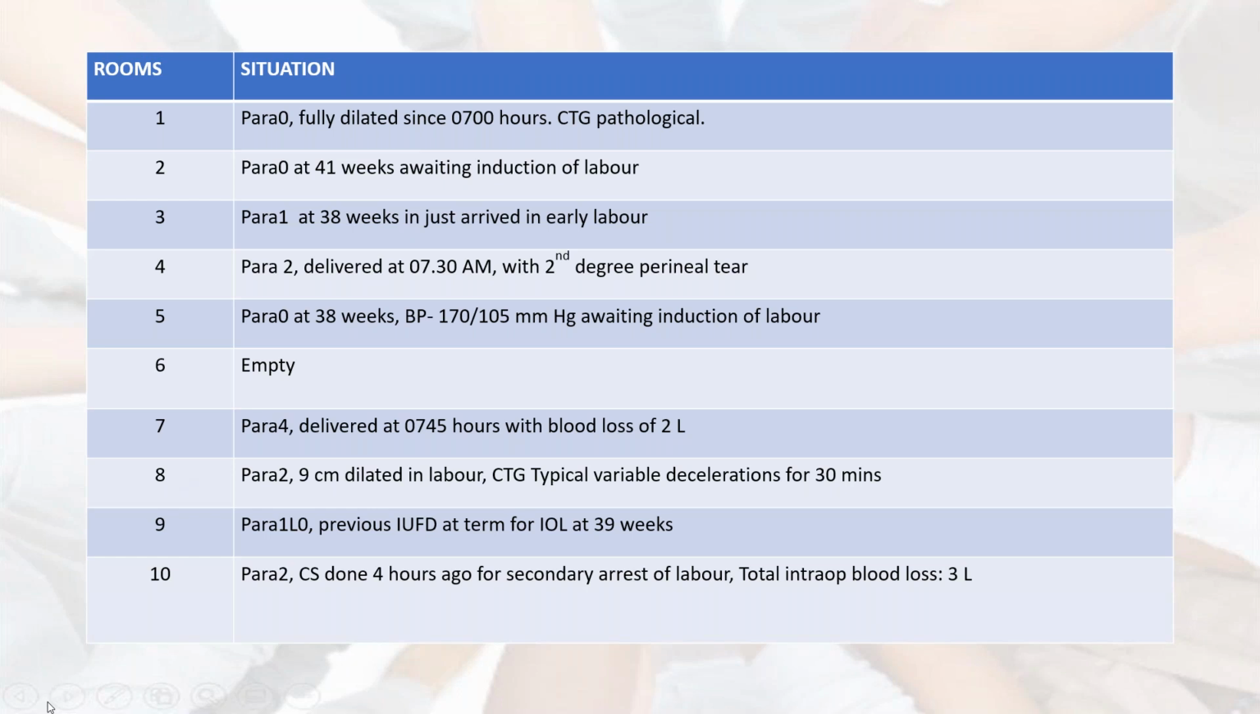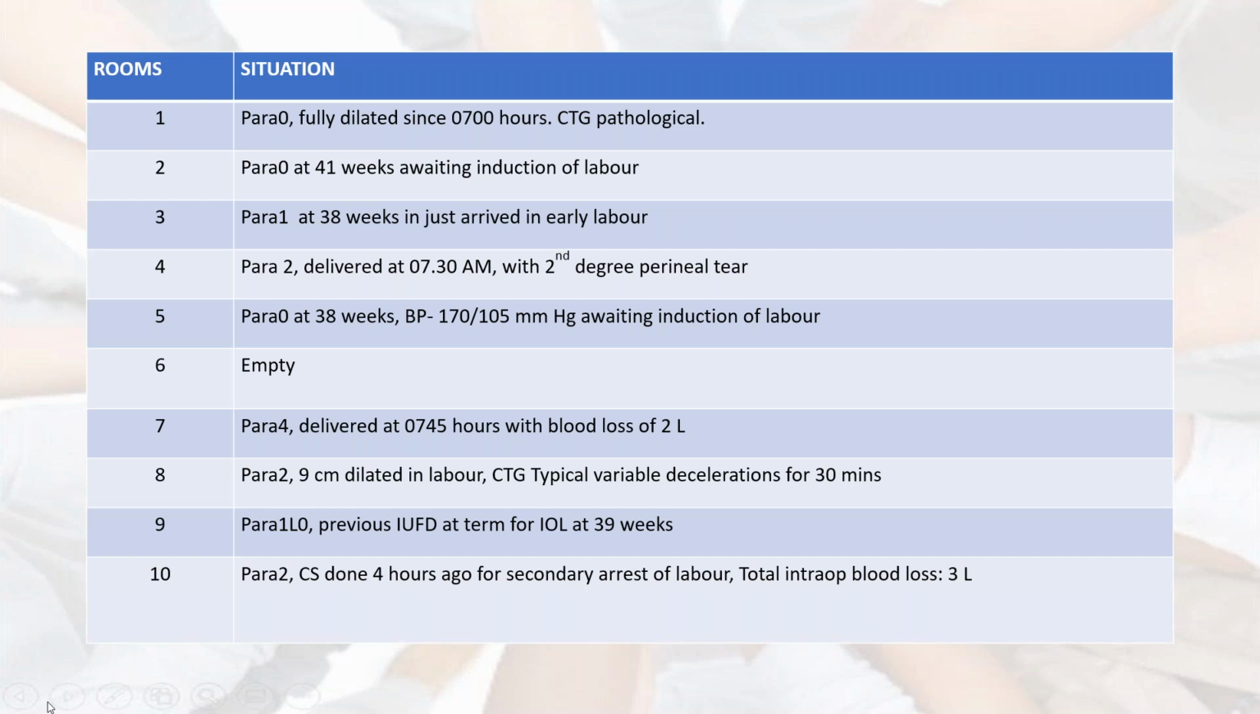Okay, so in the first room, your patient is para 0, fully dilated for 7 hours, and I have taken over now. The CTG is pathological, so first of all I will exclude the acute causes, which are abruption, meconium, and previous cesarean section in this patient. After excluding all these 3 causes, I will give her conservative measures like left lateral position, change the position. If oxytocin is going, stop the oxytocin, correct the hypotension, and again we'll see if there is an improvement in the CTG or not. If not, give her fetal scalp stimulation.